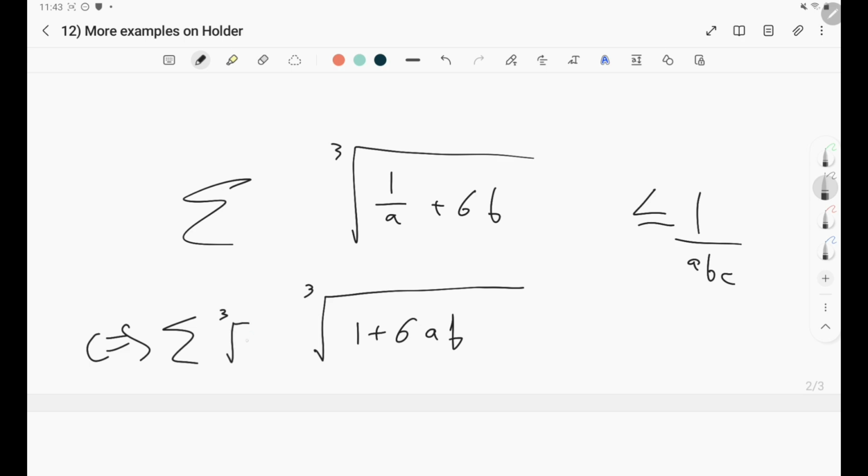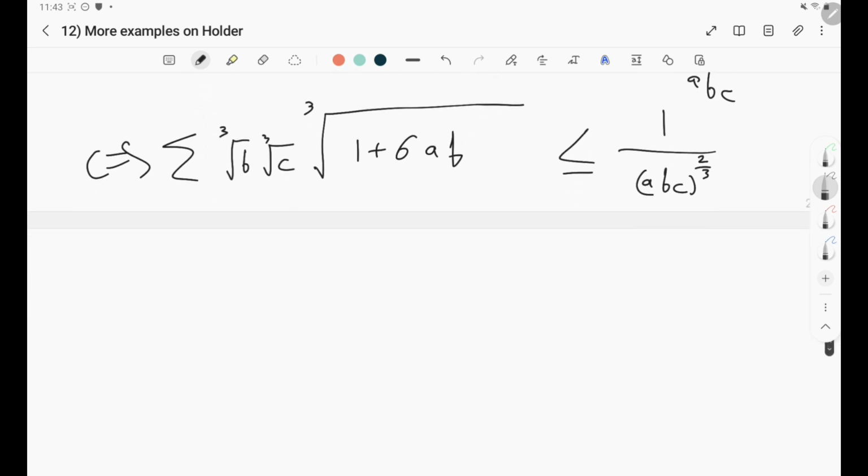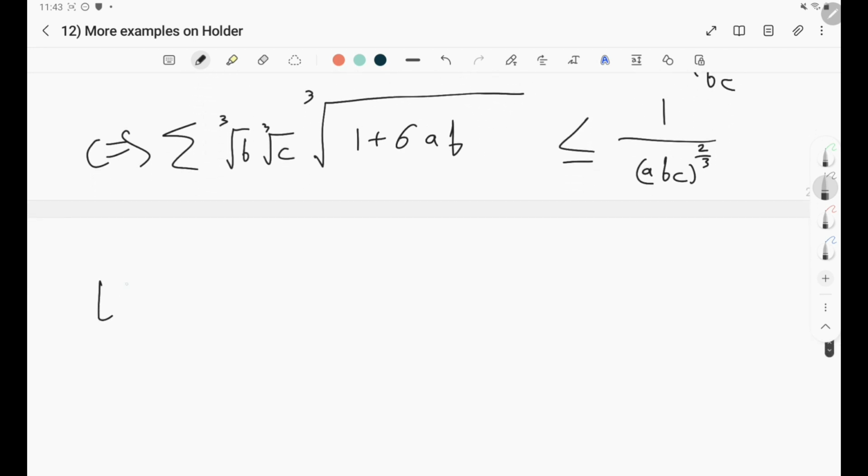Let's make it this: b and cubic root of c. Now, of course, this thing is now ABC squared, or basically 2 over 3. That's it. Now, if you look at this, this thing is really nice, because now if you apply Hölder, the LHS is less than, by Hölder.